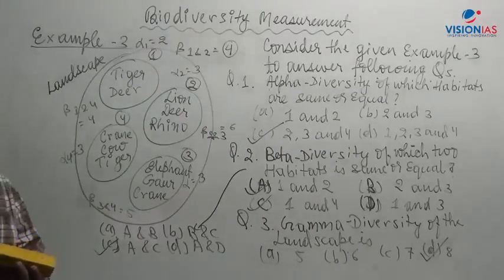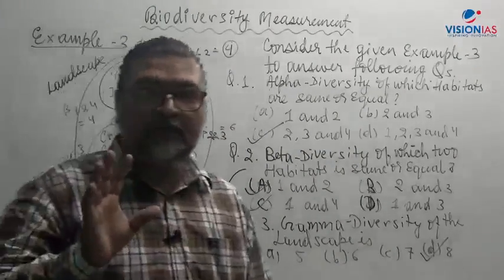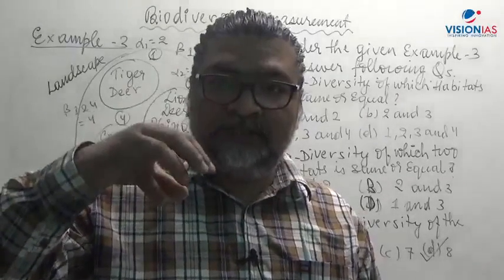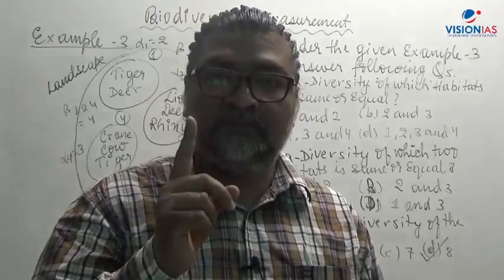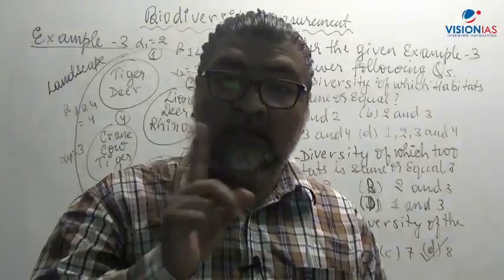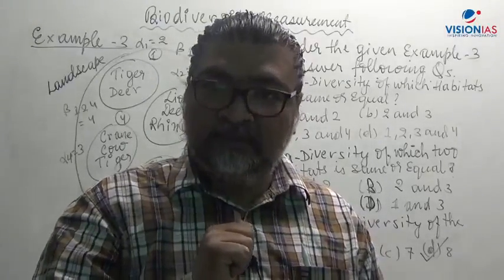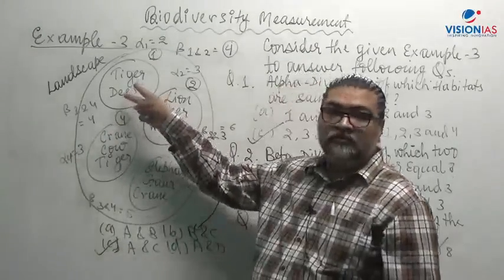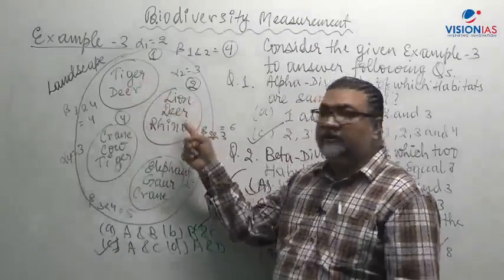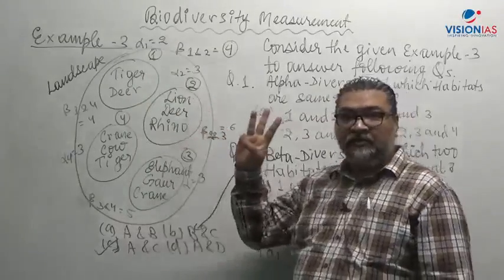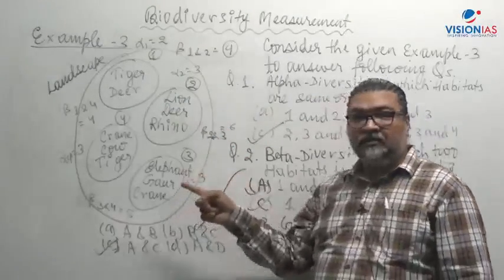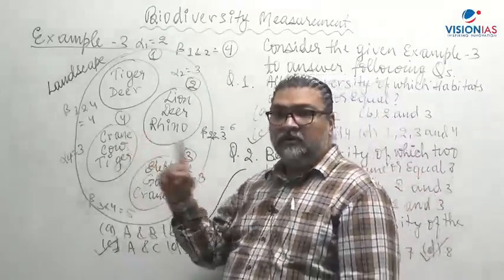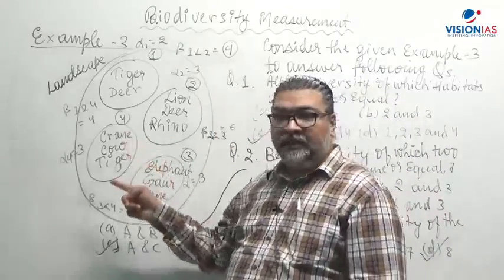Is it clear, everyone? Are you able to understand what is alpha? Diversity of species within a habitat, that is alpha. So let me again repeat. What is alpha of 1? 2. What is alpha of second? 3. What is alpha of 3? 3. Elephant, gaur and crane. What is alpha of 4? 3. Crane, cow and tiger.